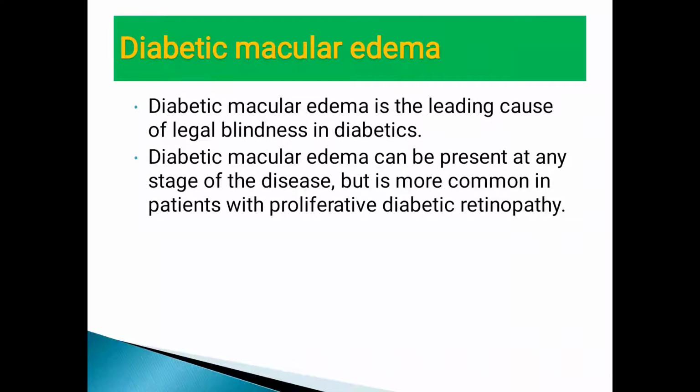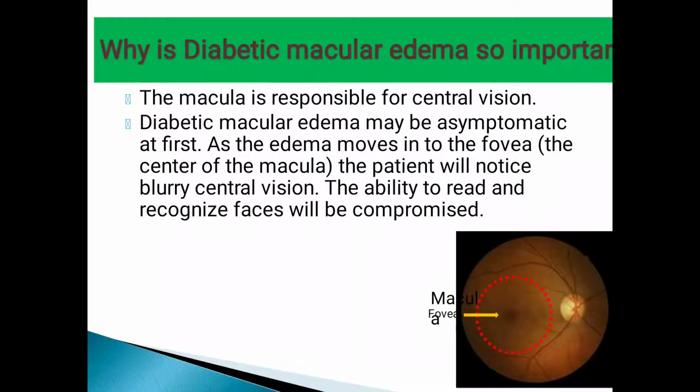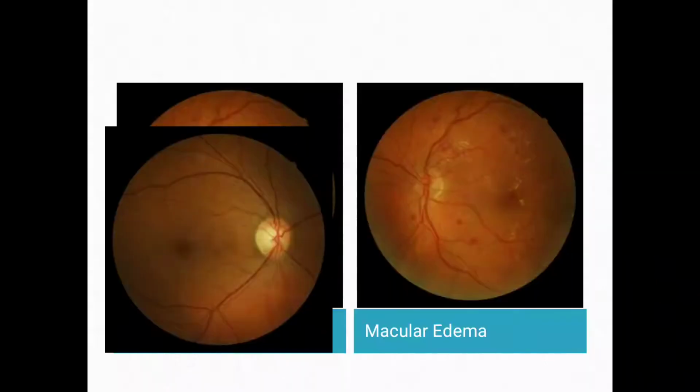It can be present at any stage of the disease, but it is more common in patients with proliferative diabetic retinopathy. So why is diabetic macular edema important? Because the macula is responsible for central vision. The visual acuity which we check by Snellen's chart is because of the macula. It is also responsible for near vision and color vision. Diabetic macular edema may be asymptomatic at first. As the edema moves to the fovea, the center of the macula, the patient will have blurring of vision and the ability to read and recognize faces will be compromised.